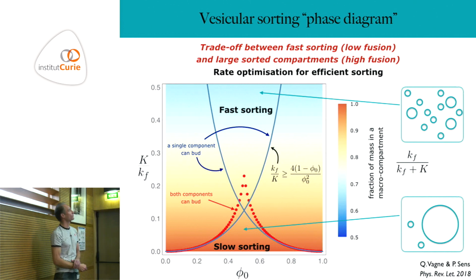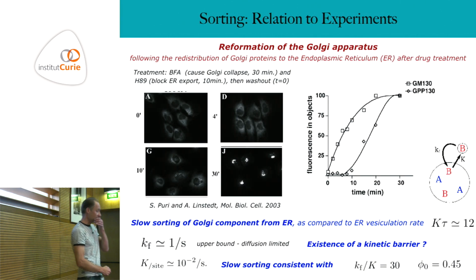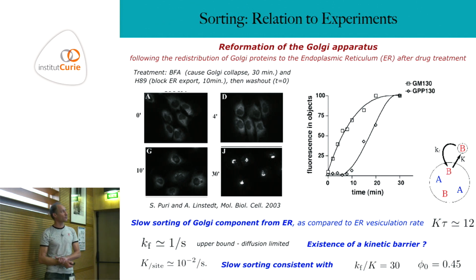So there is some sort of optimization procedure for a cell that wishes to have big organelles and sort them fast. And now you can look at some data. So this is fairly theoretical. Can we see this in any experimental data?